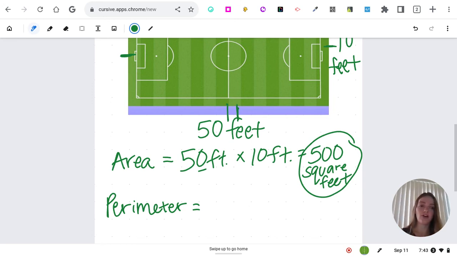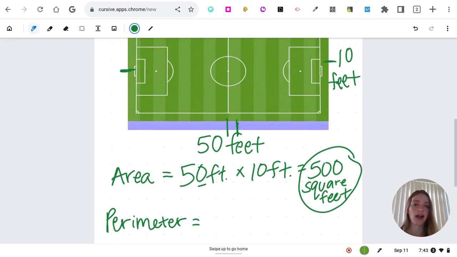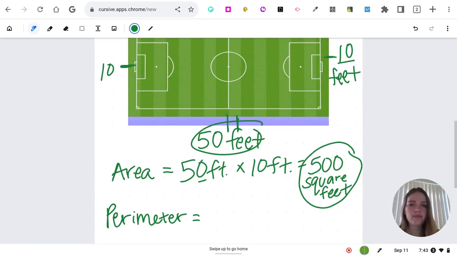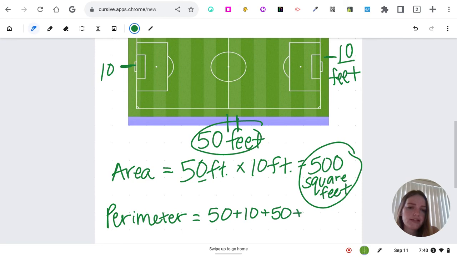Now for perimeter, I need to add all of my side lengths together. So I know that since this side here is 50 feet, this side is also going to be 50 feet. And since over here I have 10 feet, this is also going to be 10 feet. So now that I solved for those mystery sides, I can go ahead and add them all together. So I'm going to add 50 plus 10 plus 50 plus 10.